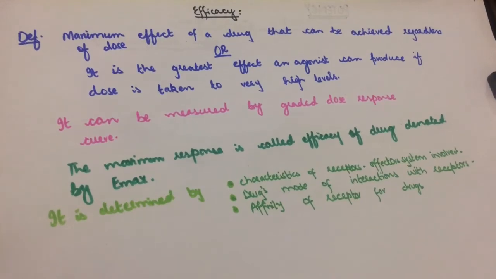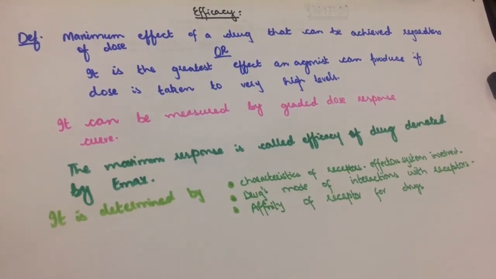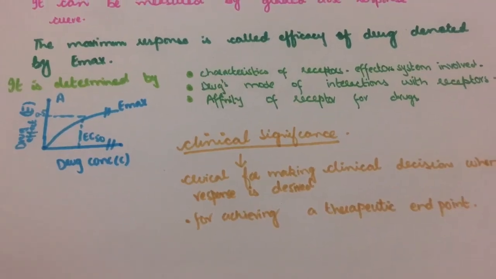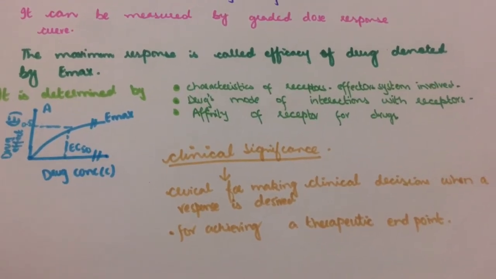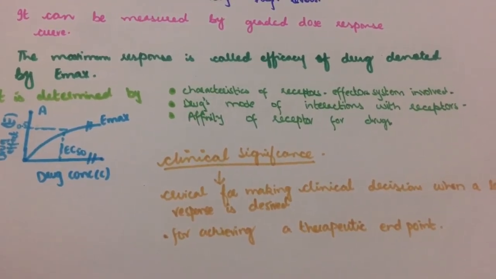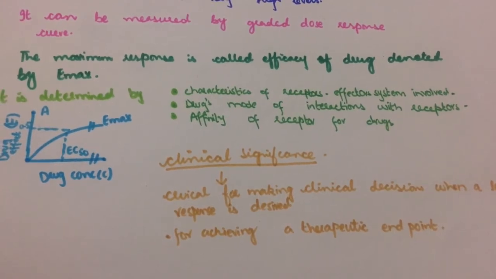It is determined by characteristic of the receptor-effector system involved, drug modes of interaction with receptor, and affinity of receptor for drug. As you can see in the graph, between the drug concentration and drug effect, Emax is shown.